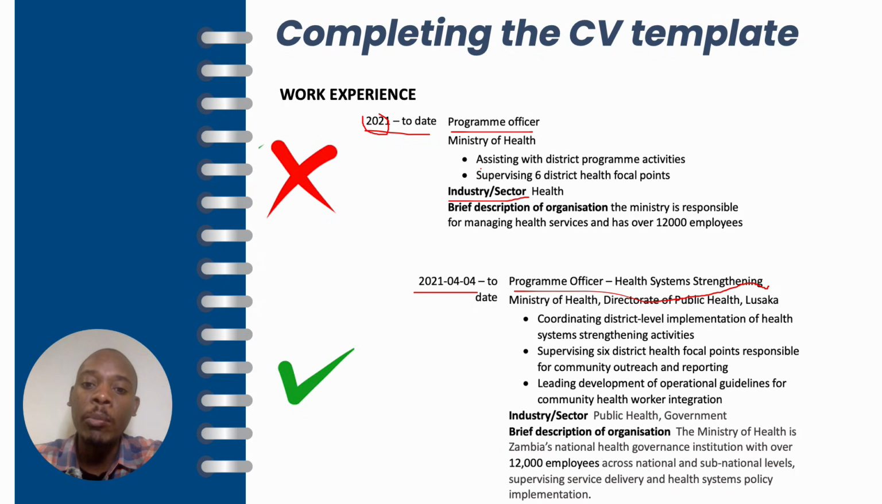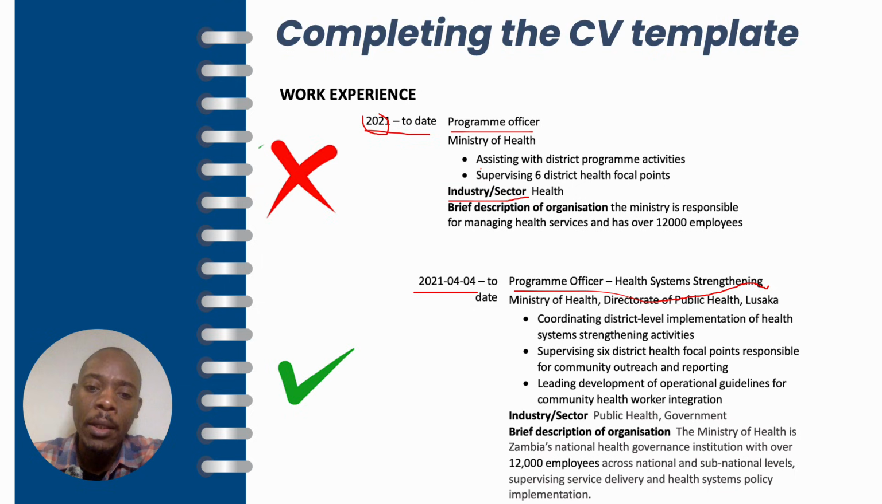Then you give a brief description of the organization. So when you're giving a brief description of your organization, you need to ensure that you state the size of the institution, the mission, the aims, and the activities that you do for that organization. So in this case, we would say the Ministry of Health is Zambia's national health governance institution with over 2,000 employees across the nation, and sub-national levels, supervising services, and so on. So you give a clear size, mission, and activities of what that organization is doing.